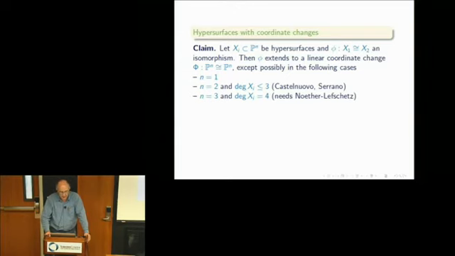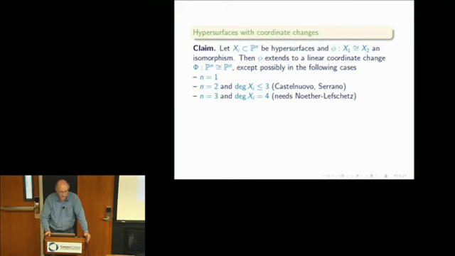So the first one maybe is not even worth mentioning, except we will deal with this when n equals 1, so then the hypersurface is just a set of points. And of course, if I have two sets of points of the same cardinality, as an abstract object they are isomorphic, but not embedded isomorphic. It is slightly more interesting for plane curves, where some problems happen up to degree 3.